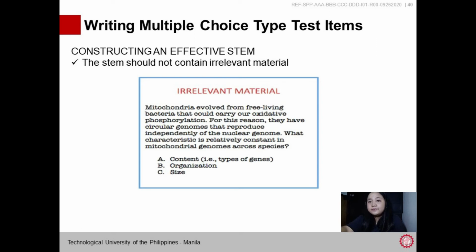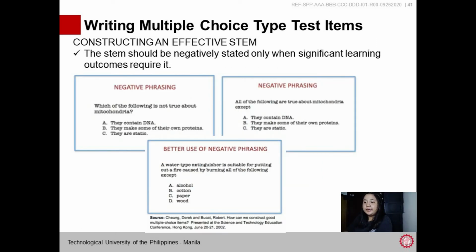Okay? So next slide. So the stem should be negatively stated only when significant learning outcomes require it. So ano ba yung mga significant learning outcomes na nire-require itong negatively phrased or negative stated stem? So ito yung identification of dangerous laboratory or clinical practices. So ayan. So na-apply to tayo nung sa lab natin sa IA, Industrial Arts, di ba? Karamihan doon is puro risk and hazard yung makikita natin doon.